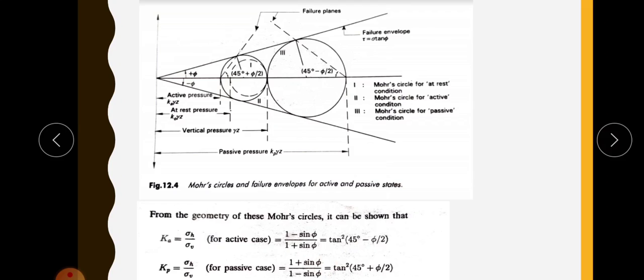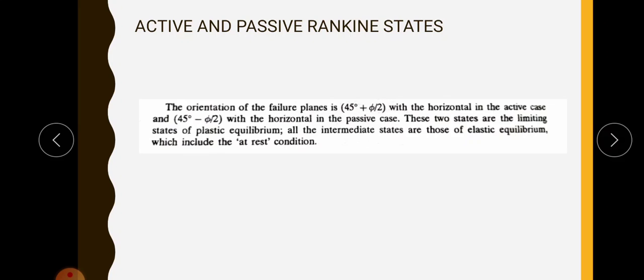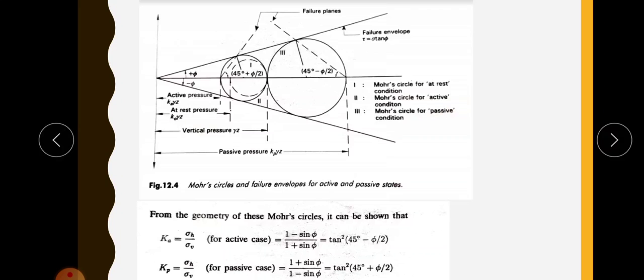In terms of tan square, for active it is minus, and for passive it is plus, because for active the earth pressure is decreasing and for passive the earth pressure is increasing. Like that you remember this equation. Next, the orientation of failure plane is just the reverse. In the case of active, it is 45 plus phi by 2, the orientation of the failure plane with the horizontal. For active case the inclination of this failure plane is 45 plus phi by 2. In the case of passive it is 45 minus phi by 2.